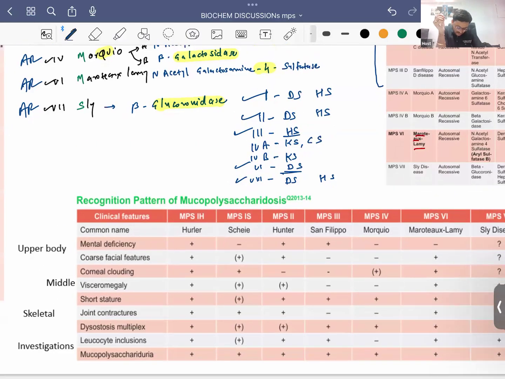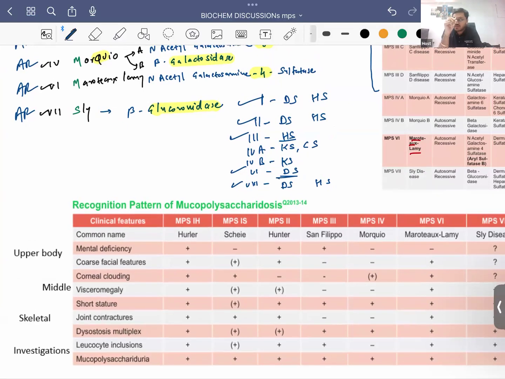What clinical conditions? Clinical conditions can be asked to you in the exam in the form of an MCQ, that the patient came to you, he had so and so conditions. So how to remember which condition it was? First of all, let's see the clinical features. You don't have to remember them in the form of a short note, but you can remember the clinical features in terms of which area the defect is in.